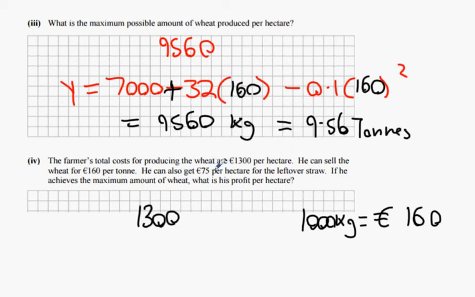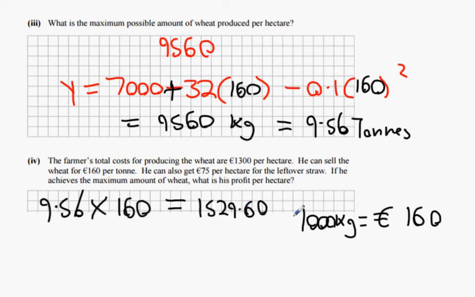He can also get 75 euro per hectare on leftover straw. If he achieves the maximum amount of wheat, what is his profit per hectare? We produce 9.56 tons per hectare. So the 9.56 gets multiplied by what number? 160. What happens when we multiply by 160? What do we get? 1529.60, right? How much extra money do we get for selling off the straw? 75 euro for extra straw. And then what we're going to take away? We're going to take our 1,300 away.